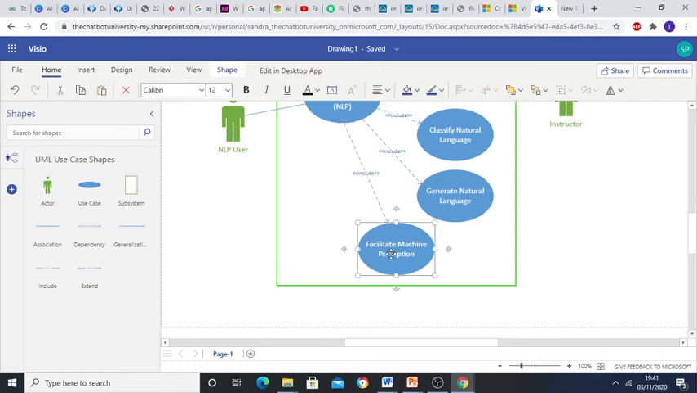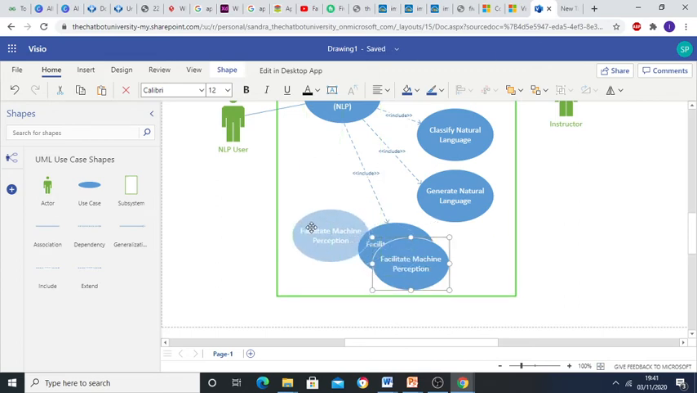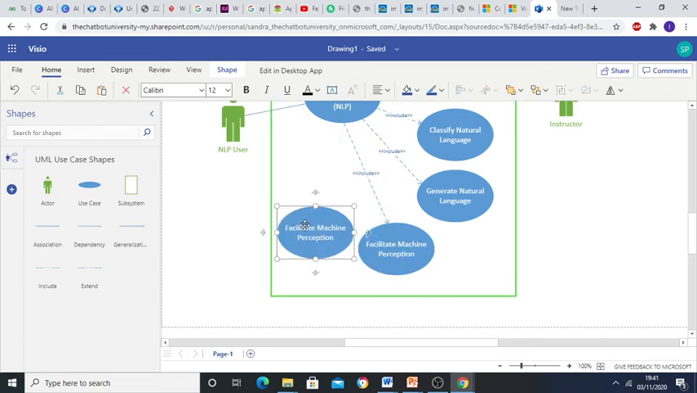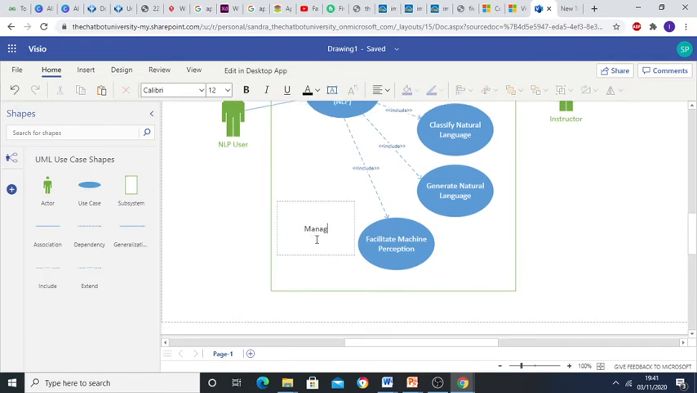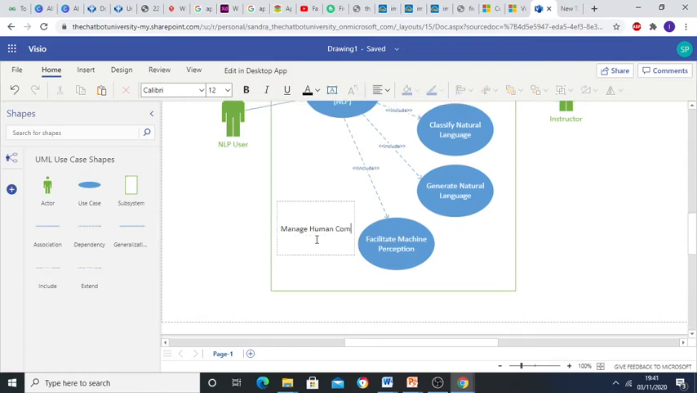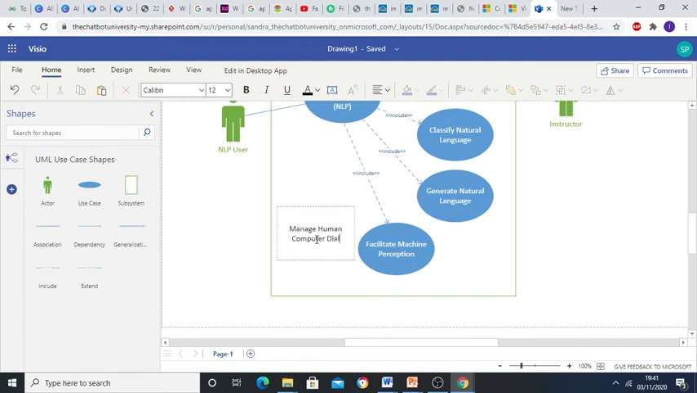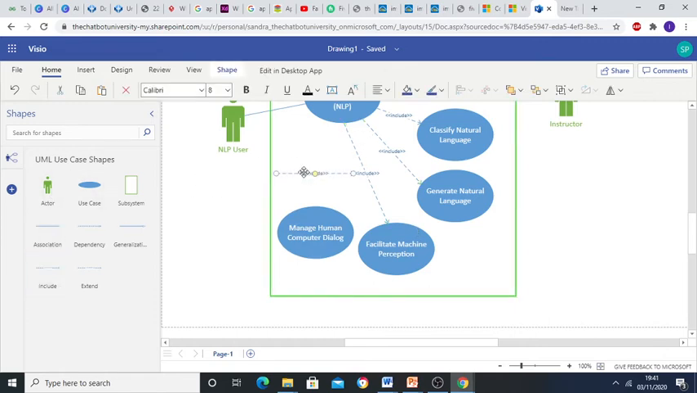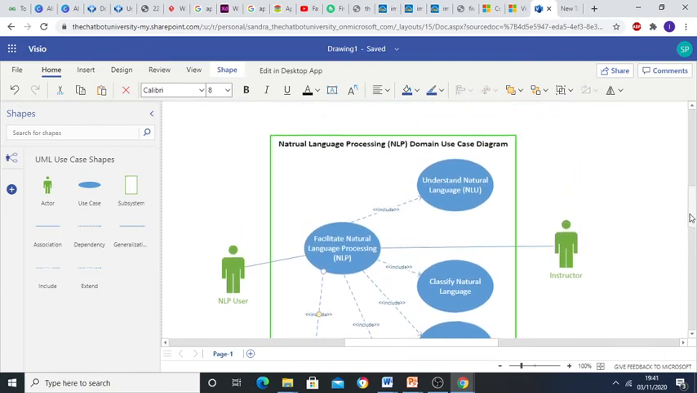The next and the last item is this user story, manage human computer dialogue systems. So let's manage human computer dialogue. It's another includes relationship. Oh, Visio is so good, and every time that you use this tool, it gets better and better and better.